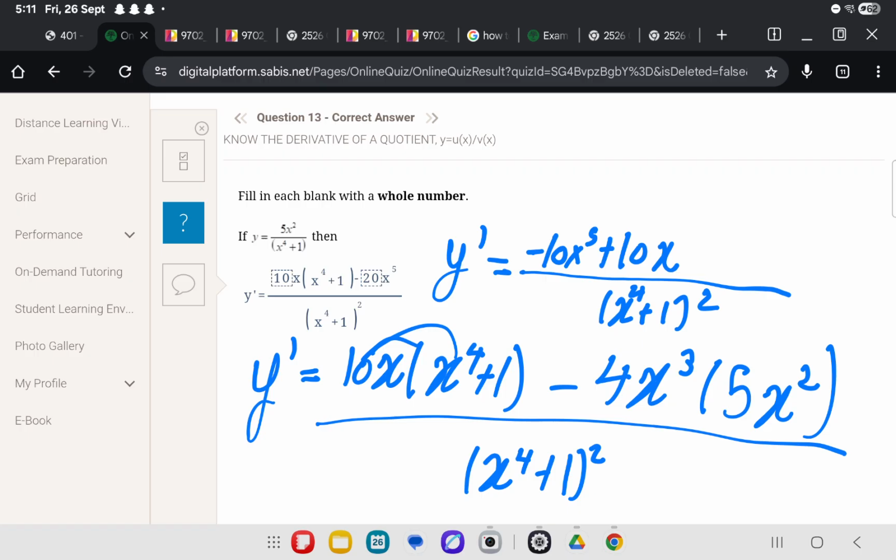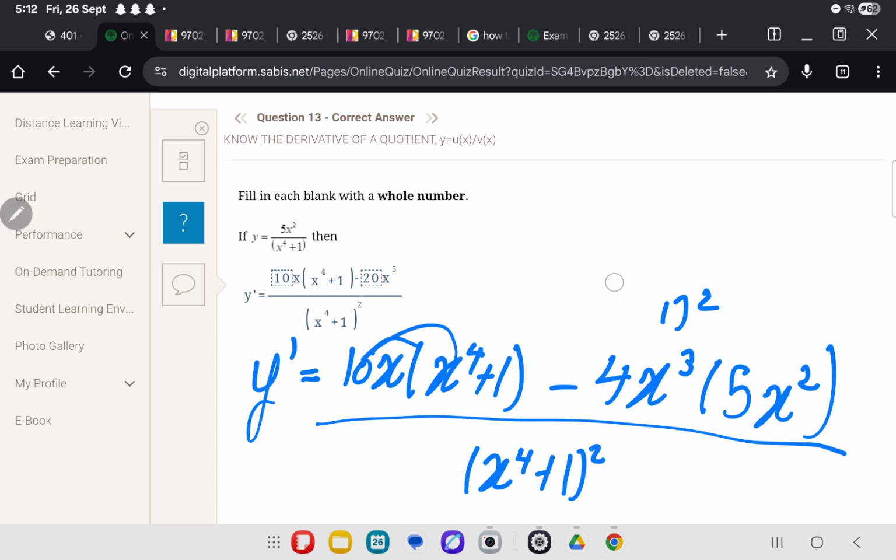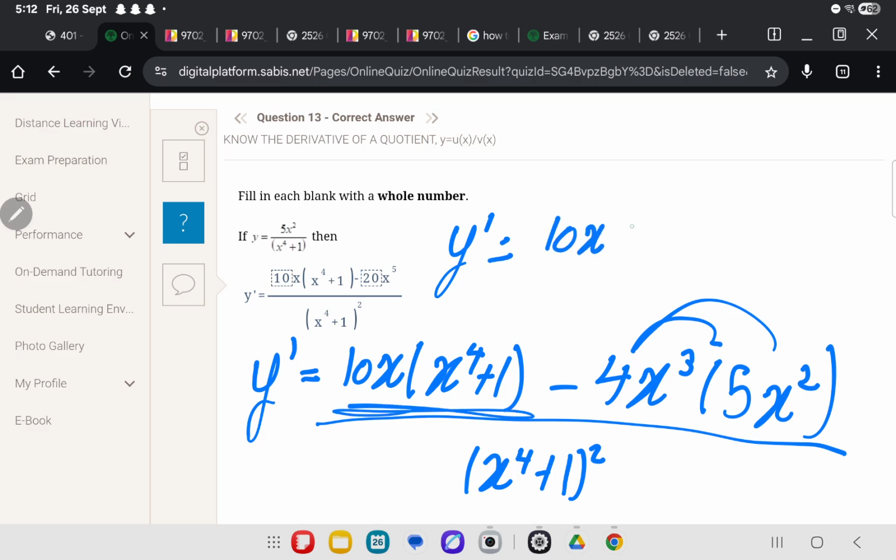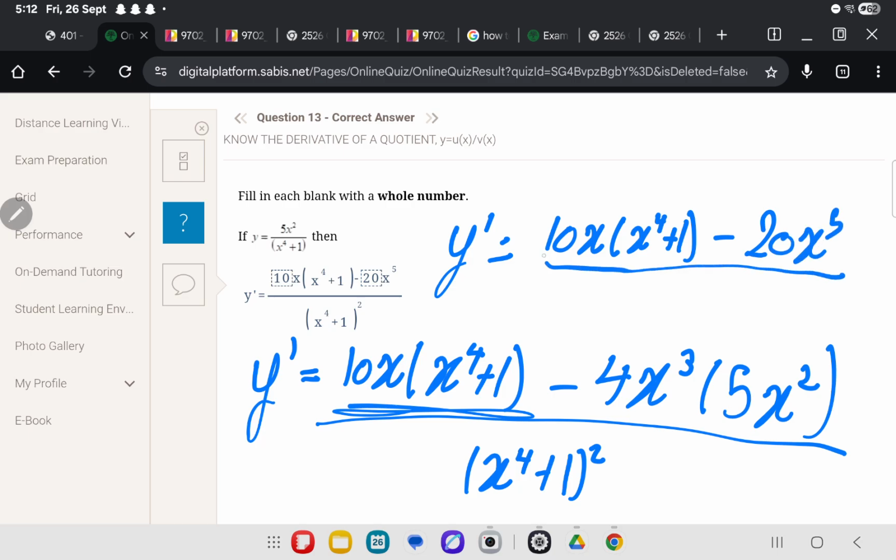What? Oh, okay, they did something weird. I don't know why they did that. What they did was, as you can see here, they kept the first part intact, they didn't expand it. They kept 10x into x to the power of 4 plus 1, but they expanded this. Right? So they kept the same thing here, 10x into x to the power of 4 plus 1, minus, and expanded this. So when they expand this, you get minus 20x to the power of 5 over x to the power of 4 plus 1 all squared.